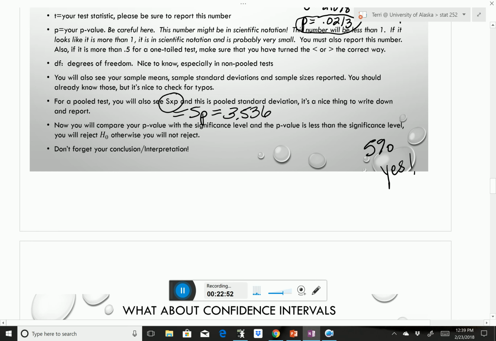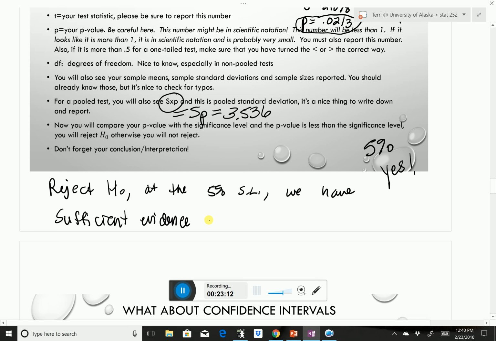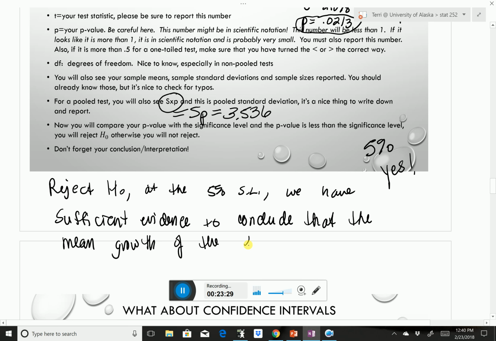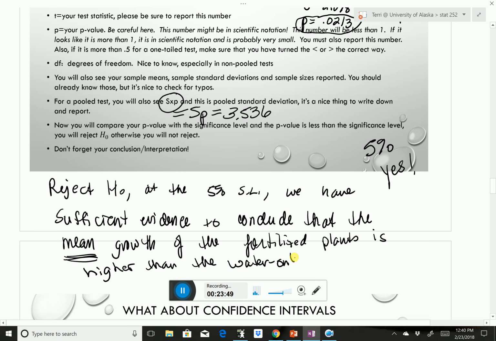So I would say that we're going to reject the null, and at the 5% significance level, we have sufficient evidence to conclude that the mean growth of the fertilized plants, and I notice I use the word mean or average, is higher than the water only plants.